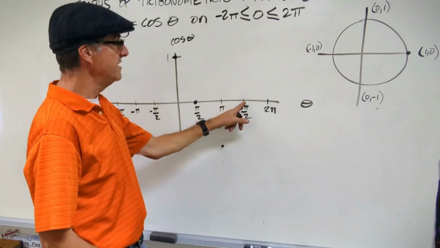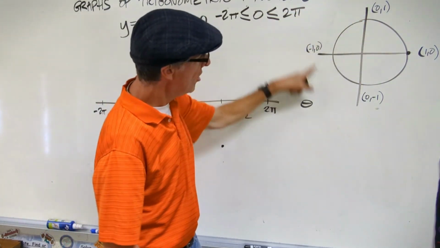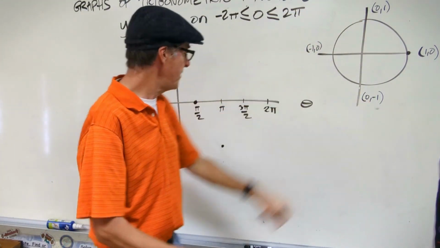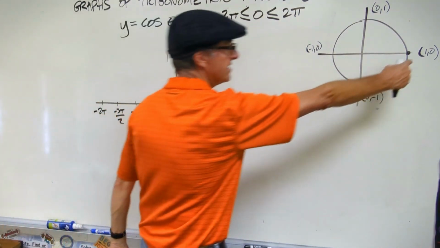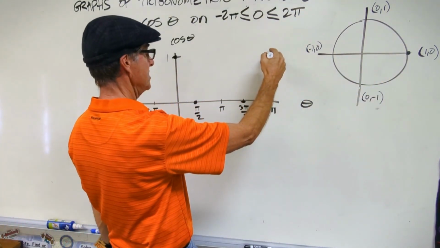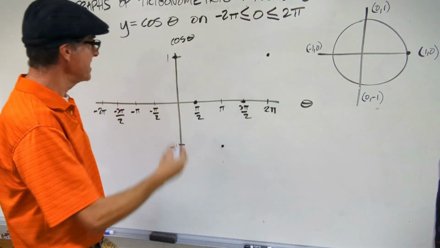And then finally, cosine of 3 pi over 2, that's going to be all the way around at 270. That's back to my 0. And then finally, my cosine of 2 pi, I'm back to my 1 here, so I'm back up here. So now I can connect my dots.